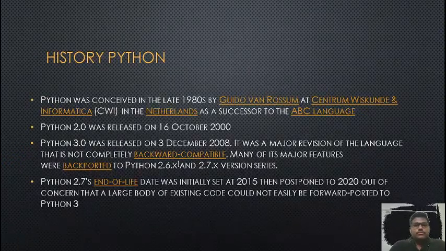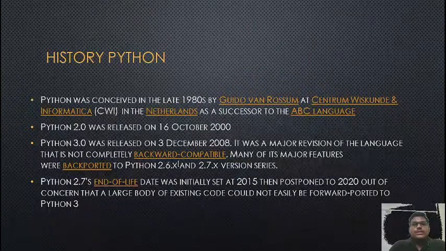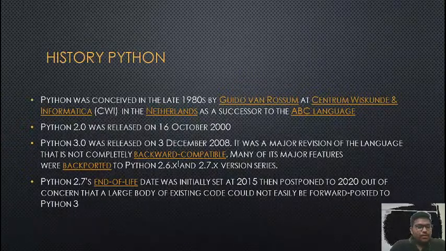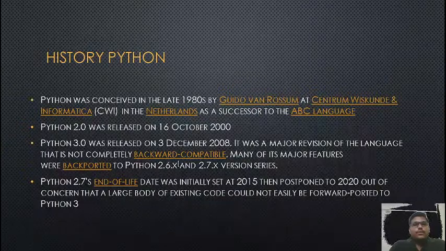History of Python. Python was conceived in the late 1980s by Guido van Rossum at Centrum Wiskunde and Informatica, that is CWI, in the Netherlands as a successor of the ABC language. Python 2.0 was released on 16th October 2000. As I said, Python is almost 20 years old. This is how Python came into the market and started flourishing worldwide.